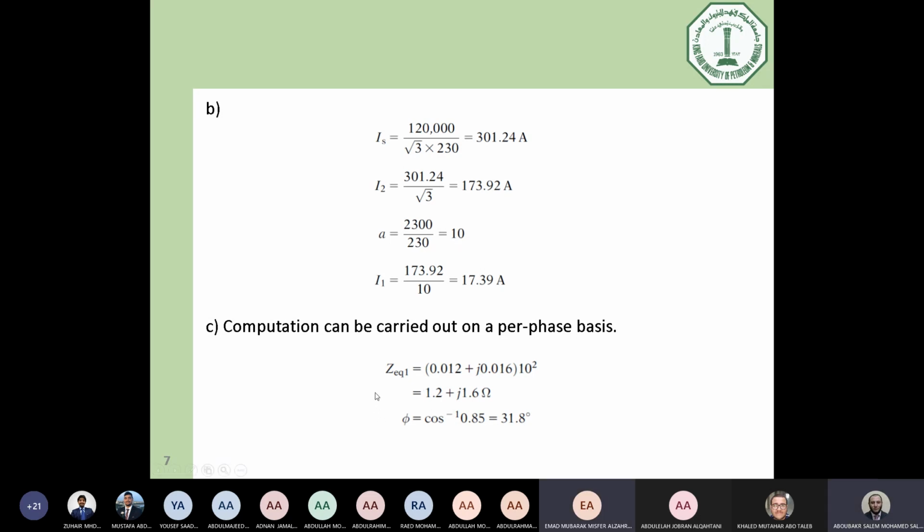Doctor, why do we refer to the primary side? Again, your question, please. Why did we refer to the primary side?